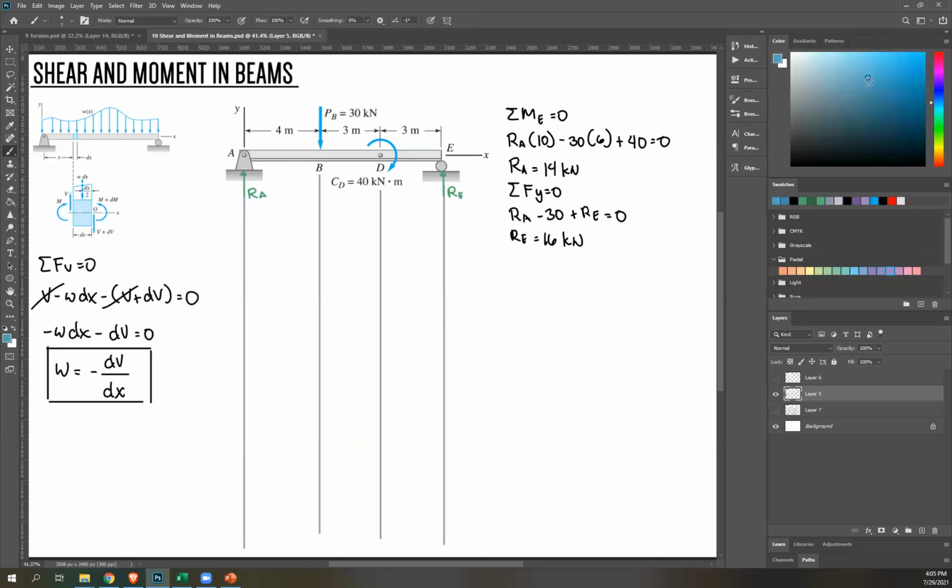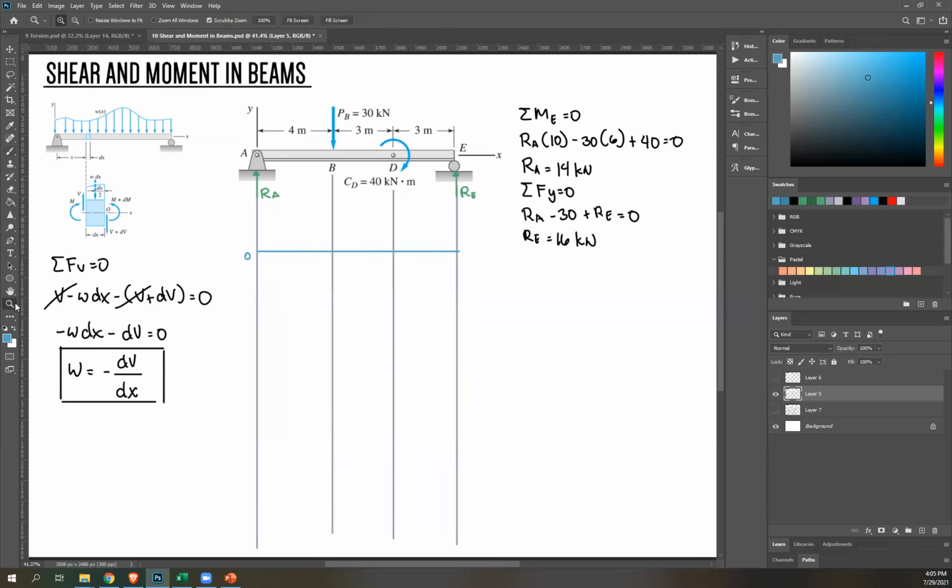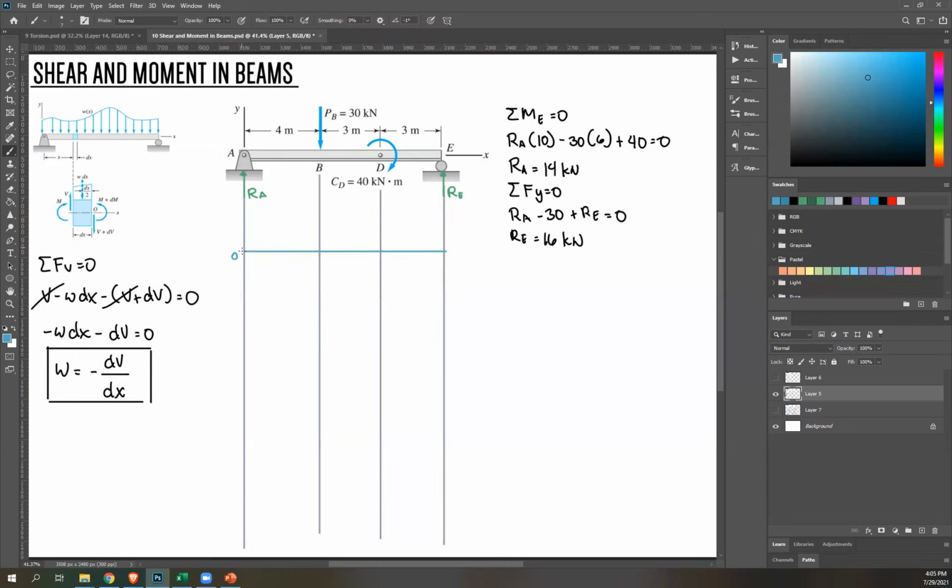So let's begin with our diagram. So draw your zero mark. Okay, so this is my shear diagram. This is your zero. So this is how you draw your shear diagram. Start at a support. Your support is upward. So you're going to go upward from your zero mark. And then RA is 14. So this point is 14. There's no other force between A and B. So you're just going to go on a straight line.